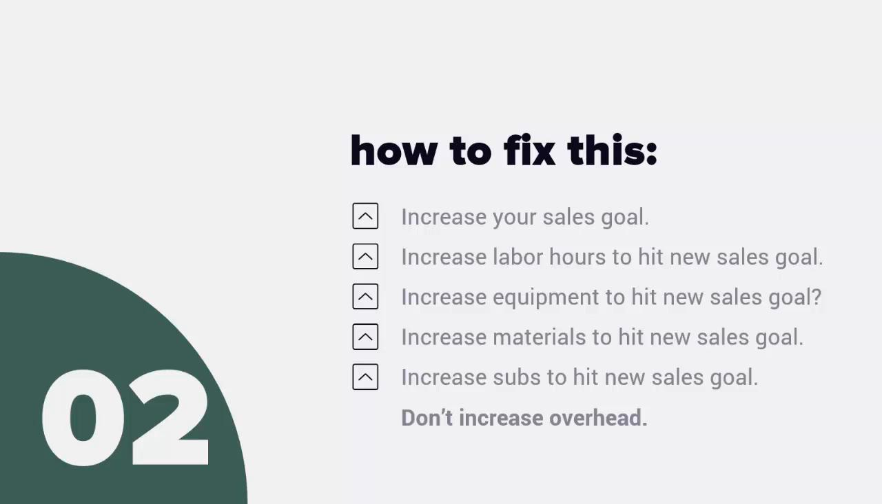So to fix a company with high overhead or a company that needs to do more sales, here's what you've got to do. Increase your sales goal. That's doing more sales. But if you're going to do more sales because you're doing more work, you also need to increase the expenses to do that work, which means you need to increase your job costs. You'll have to increase labor hours. Maybe you'll need to increase your equipment if you need to buy more. You'll increase materials and you'll increase subs, possibly, if you sub out the work. Just don't increase your overhead. In your budget, that's how to simulate doing more jobs or more sales. You basically have to increase everything except for overhead.